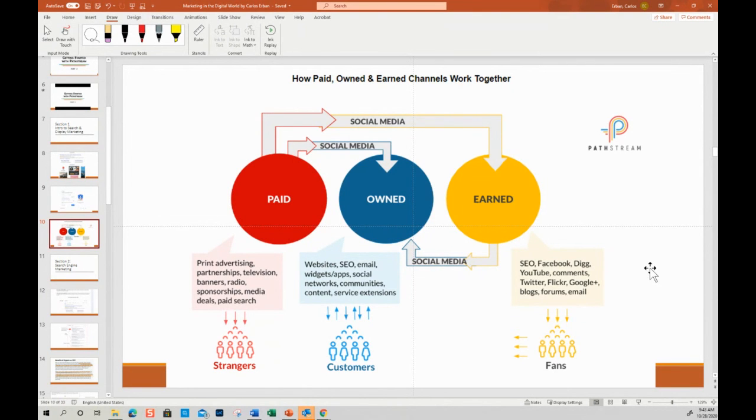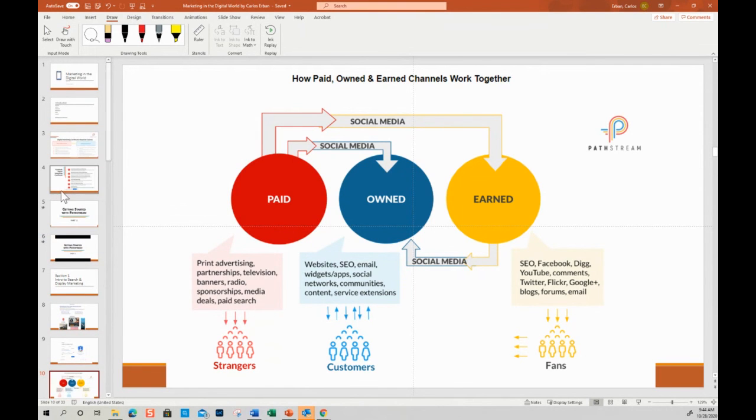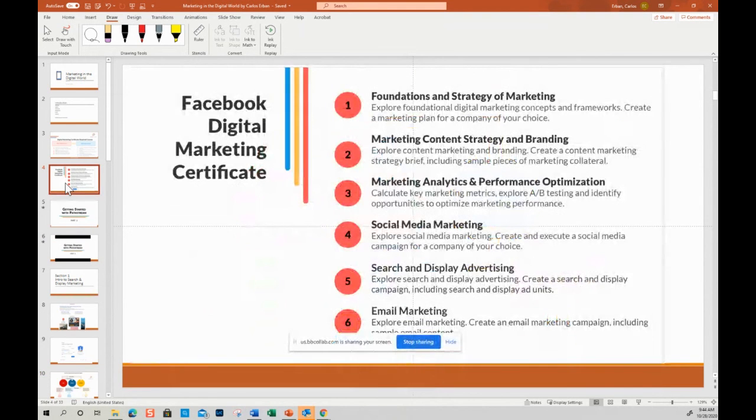Again, the difference is that the word search is used in relationship to using one of the search engines, meaning Google or Bing and all that. This course is about search advertising. The name of the course is Search and Display Advertising. And here you can see: explore search and display, create search and display campaigns, including search and display ad units. So this is what this course is about.